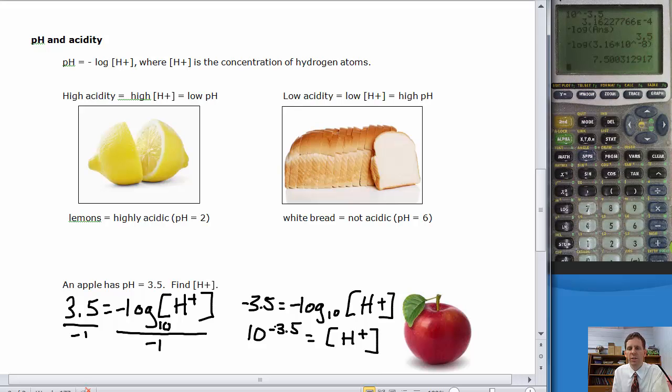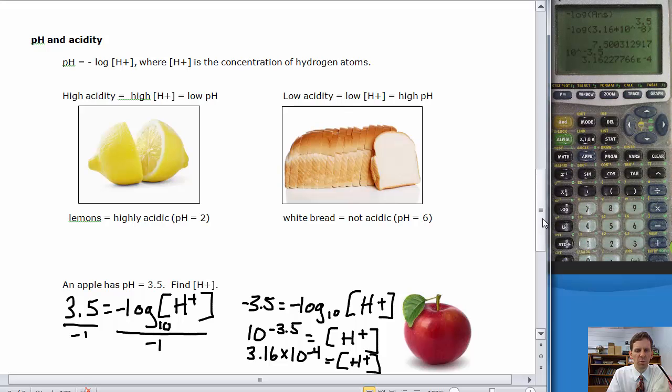Now to calculate 10 to the -3.5 power, it's pretty easy. You have your 10 caret -3.5, and your answer is 3.16227766 e -4. We had said that when you see this e on your calculator, it means times 10 to that power, so it's about 3.16 times 10 to the -4th power. That's what the concentration of hydrogen atoms should be.